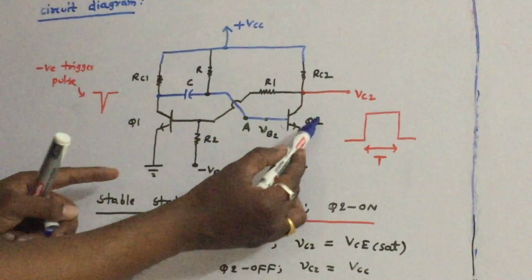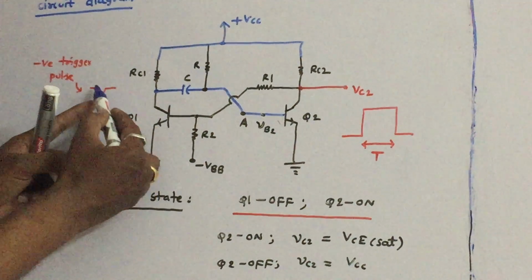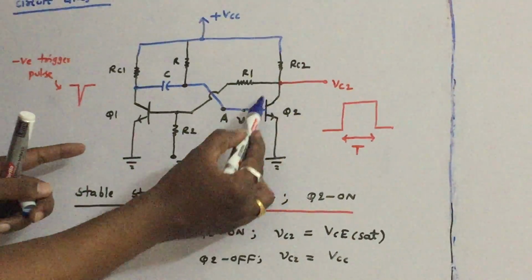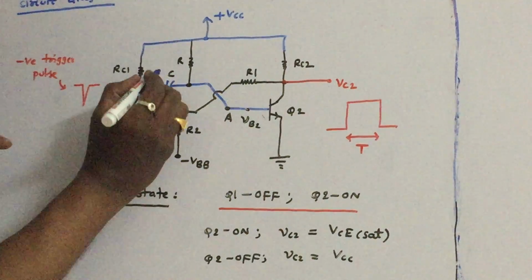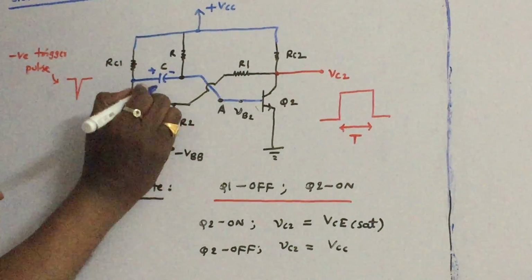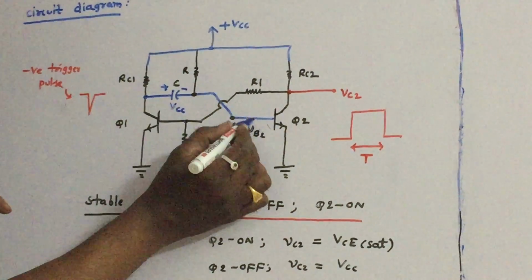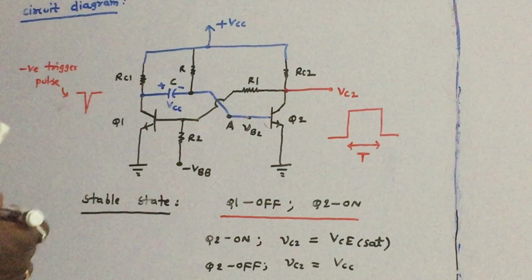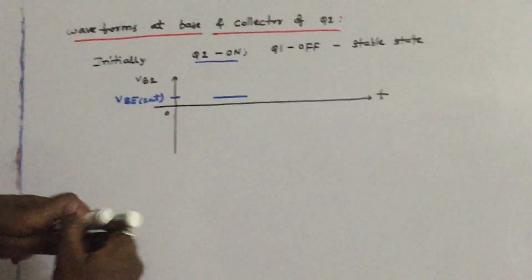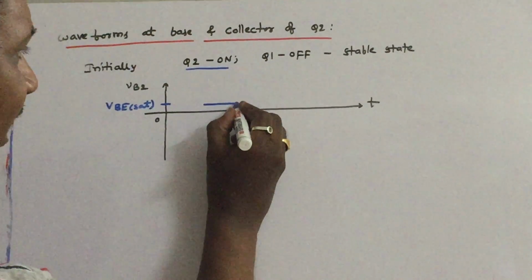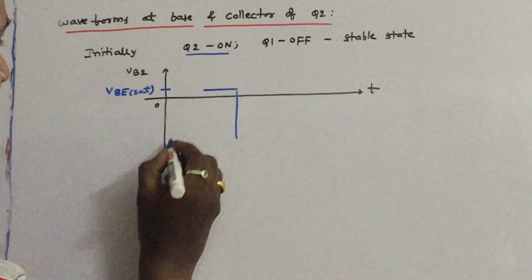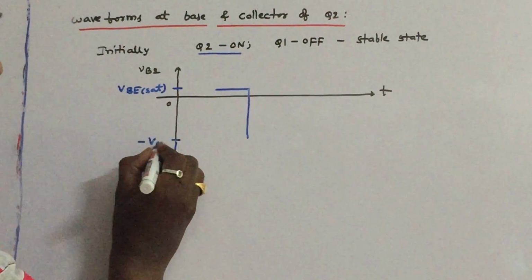Another very important point is that when negative trigger pulse is applied, this transistor is turned off because of this negative trigger pulse. Once its base receives the negative trigger pulse, it switches off. At the instant Q2 is switched off, what is the base voltage? The base voltage is minus Vcc. So that is what we mentioned here.